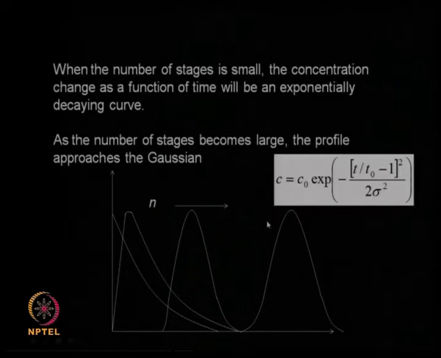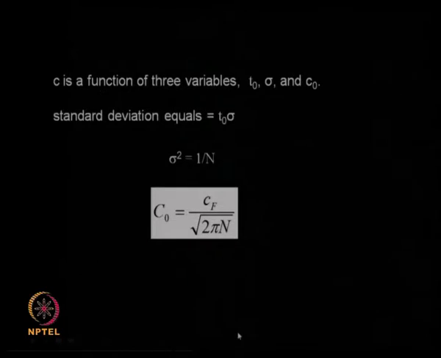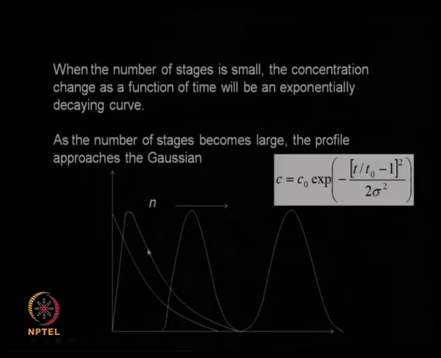Before that, let us go back. When the number of stages is small, the concentration change as a function of time will be an exponentially decaying curve. So, if the number of stages is very small, as time goes, we are going to get equations like this, but as the number of stages becomes larger and larger, you are going to have a Gaussian type of distribution like this. If the stage is 1, then you are going to have this type of reduction. If the stages are more than 1, slowly you are going to get, but this is not a uniform Gaussian distribution, but as stages become extremely large you are going to get a uniform Gaussian distribution.